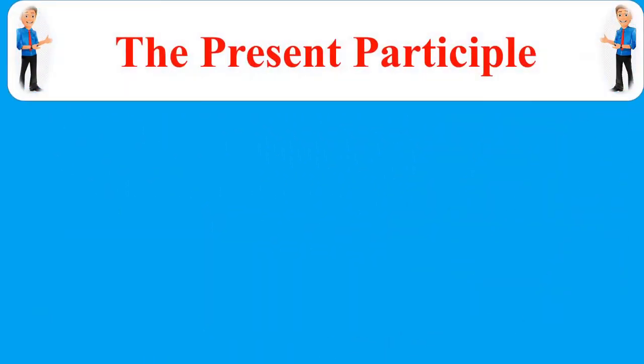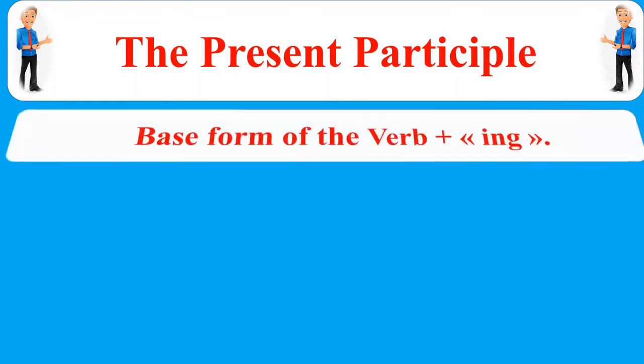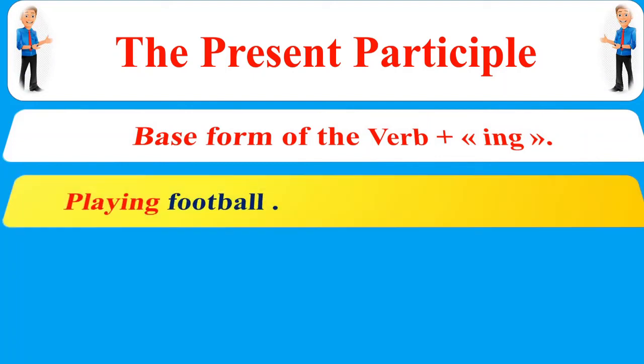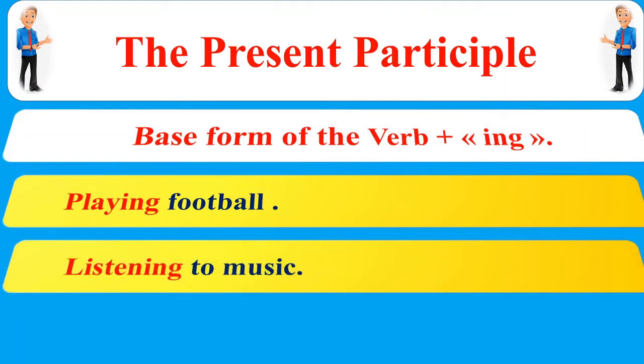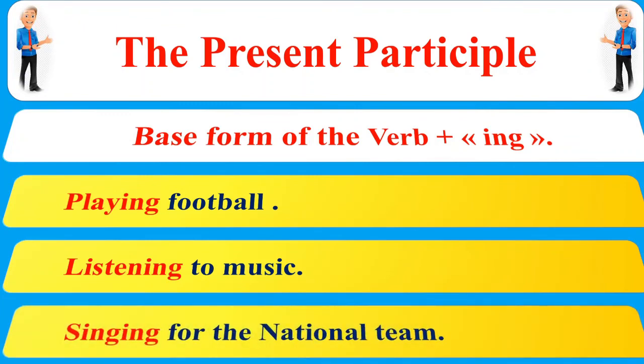And the last form is the present participle. The present participle is constituted by base form of the verb plus ing form. Playing football, listening to music, singing for the national team. وهذا الشكل السادس من الأشكال التي يأخذها الفعل في اللغة الإنجليزية، وهو أن الفعل في الأساس نضيف إليه ing form لكي نكون ما يسمى بالpresent participle.